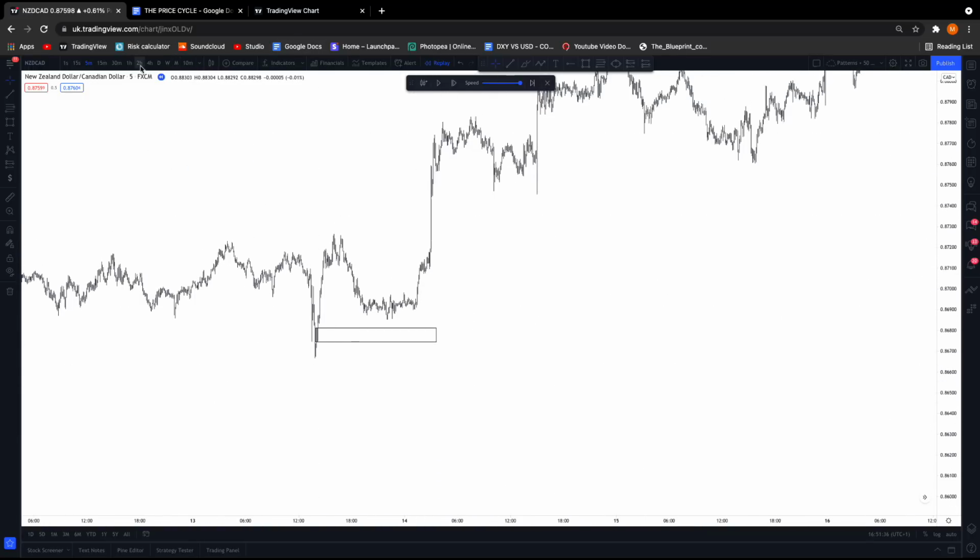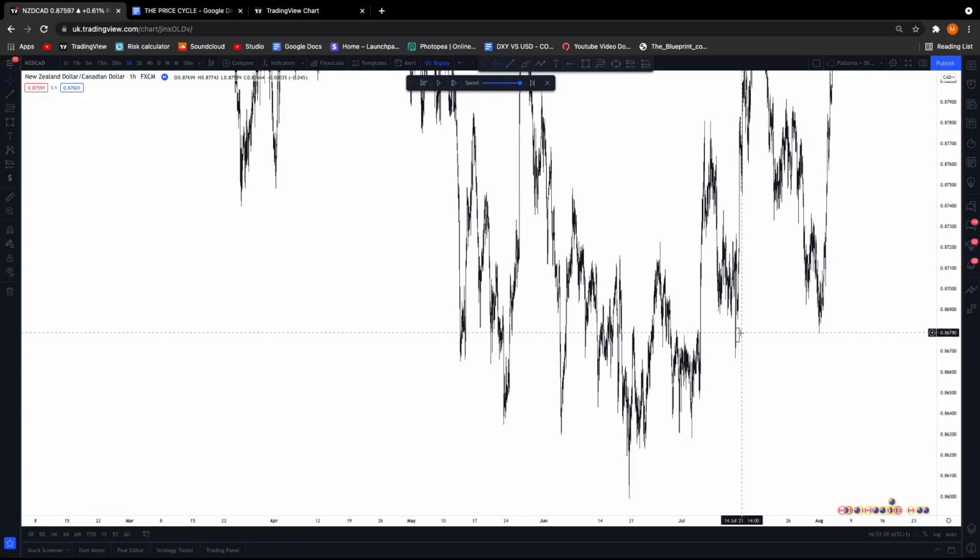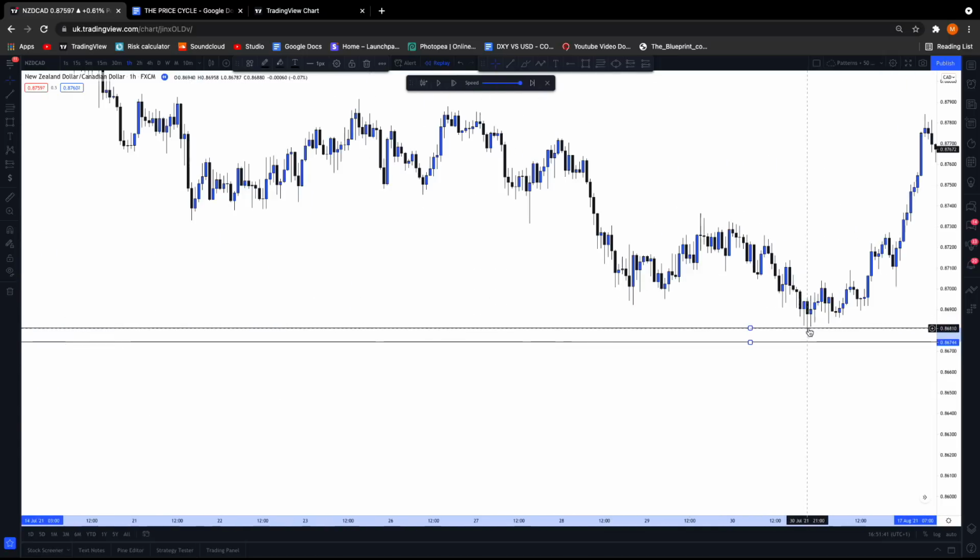So if I go onto the 1 hour time frame and extend that to the right, perfect entry, literally in drawdown. How many pips is that?